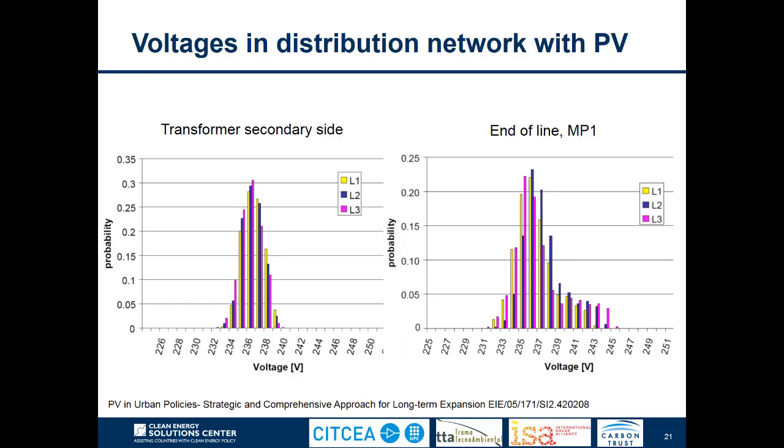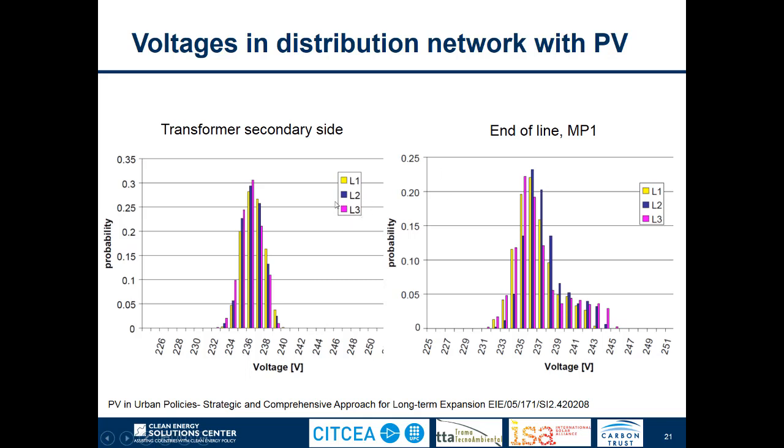If we look at the voltages at some of these points, at the transformer secondary side we have this probability distribution. We see it is quite narrow, which means that normally the voltages are quite stable, and they are normally around 236 volts. This is the phase 2 neutral voltage of the system. We see some variations, perhaps between 233 and 239, but most of the time the voltage is quite good. We see the same for all the different phases 1, 2, and 3.